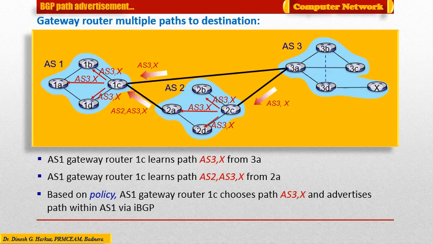This is a scenario when a gateway router has multiple paths to the destination. Here it has multiple paths, this path and this another path. Based on the policy of AS1, this particular gateway router selects the path which has either less cost or fewer hops.